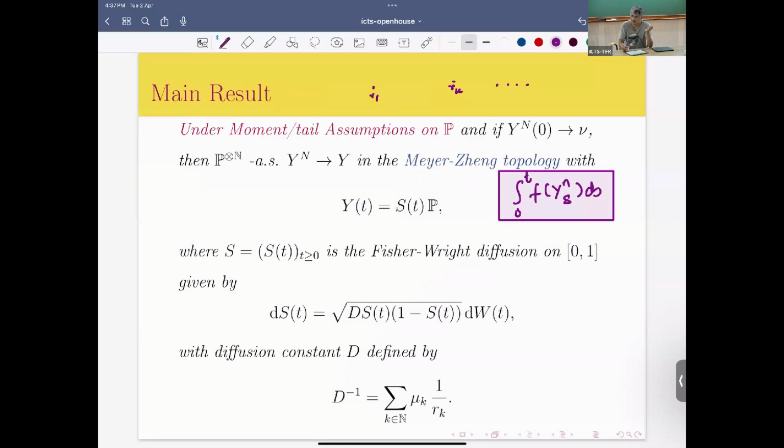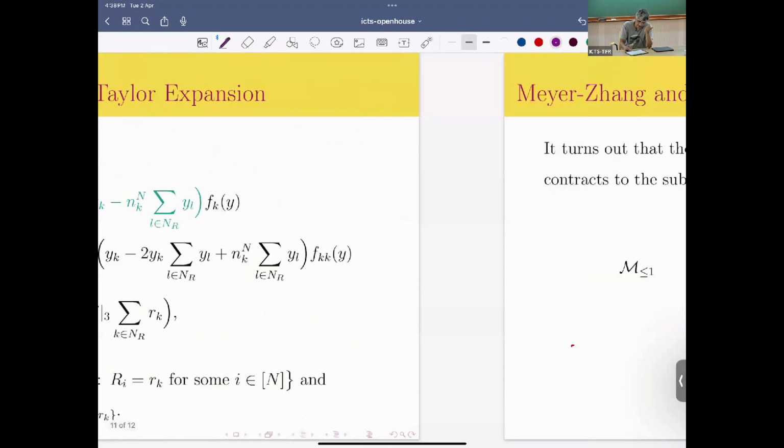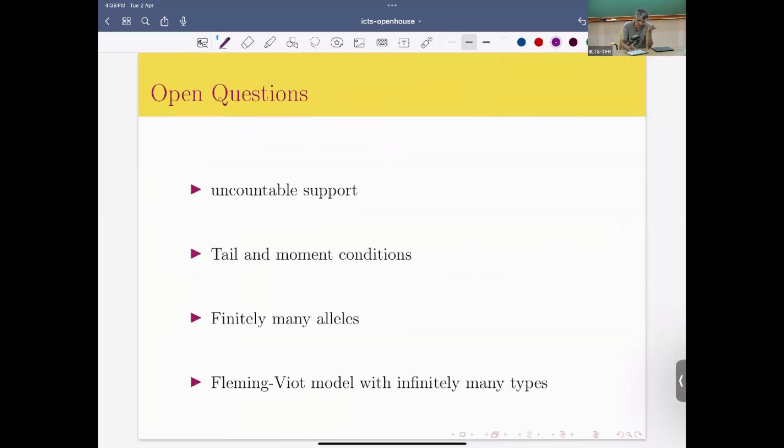So again, mu k's are the probabilities with which you choose RK for the sampling distribution. I'll just conclude with some open questions. The problem is intractable. We can't do uncountable support of the RKs, if the distribution R is uncountable. I think we can remove the tail and moment condition, with a little bit of work, but we are not sure about this.